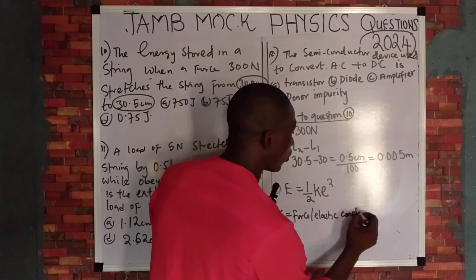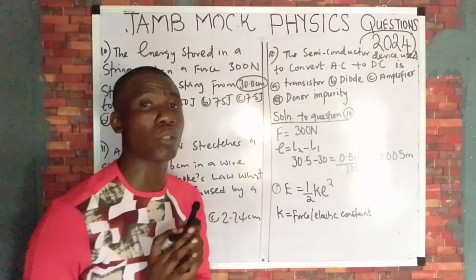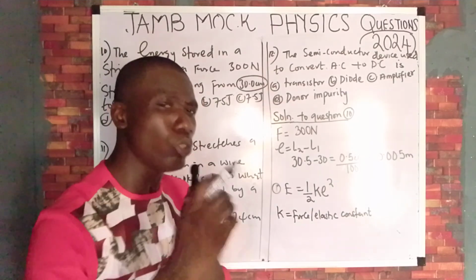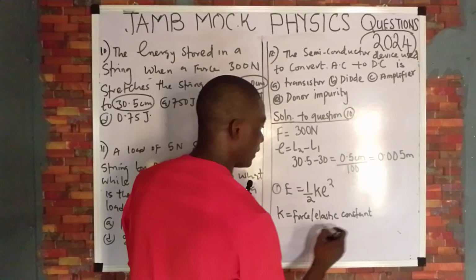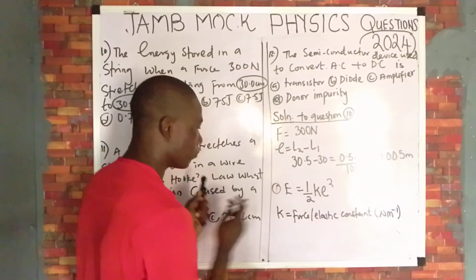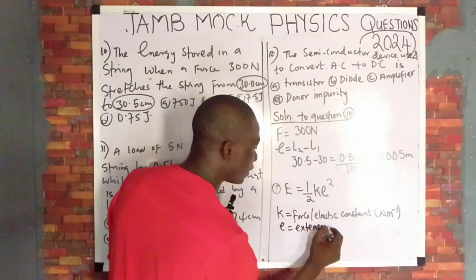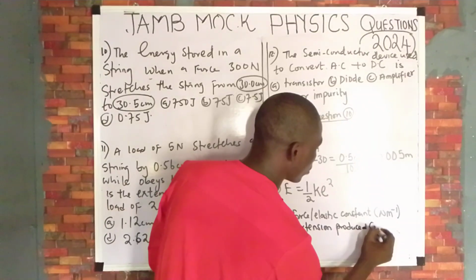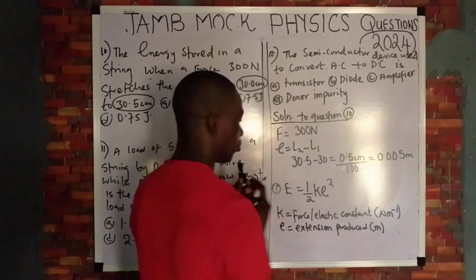I'm not just solving the question for you. I'm using this medium to teach you in details so that when subsequent questions that look like the ones we are doing come out, you will demystify it. So your K is your force or elastic constant and it is measured in Newton per meter. Your e is called extension produced, and your extension produced must be in what? Meter. That's why we have converted it from centimeter to what? Meter.